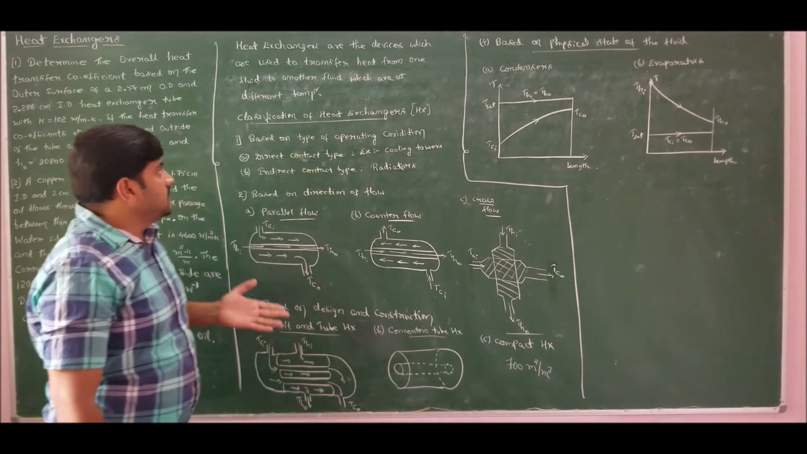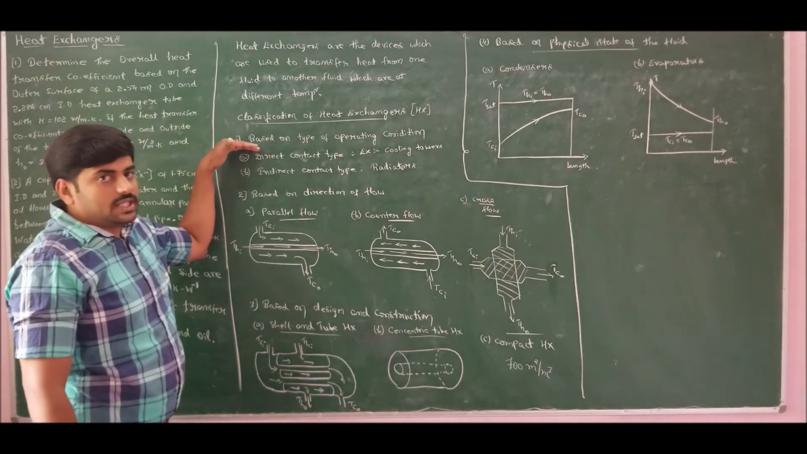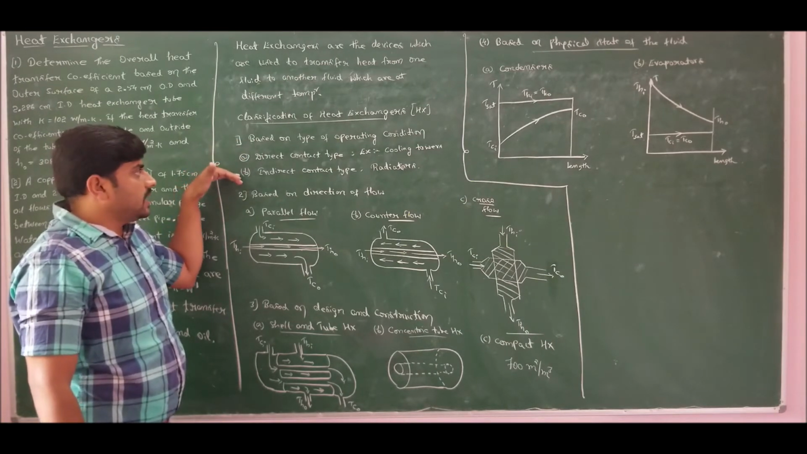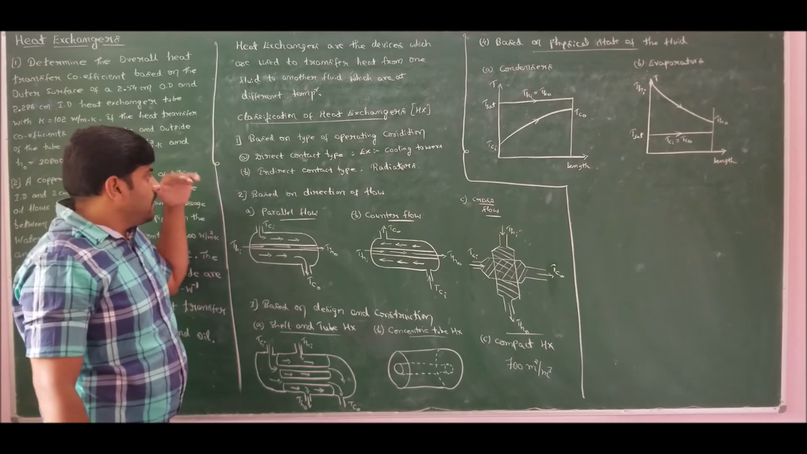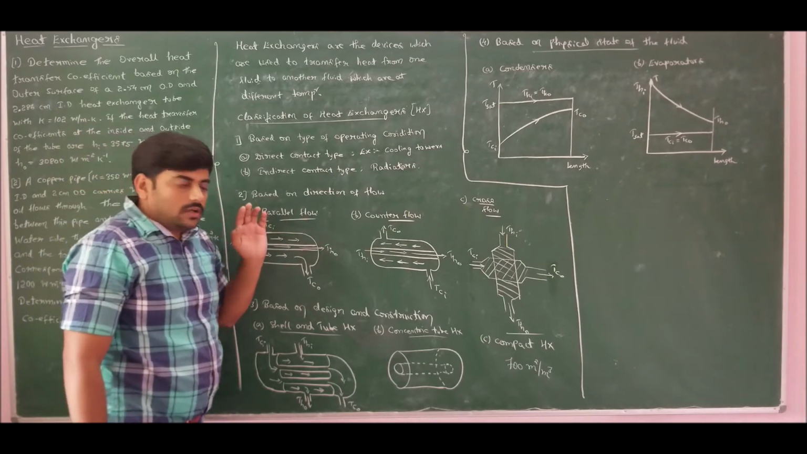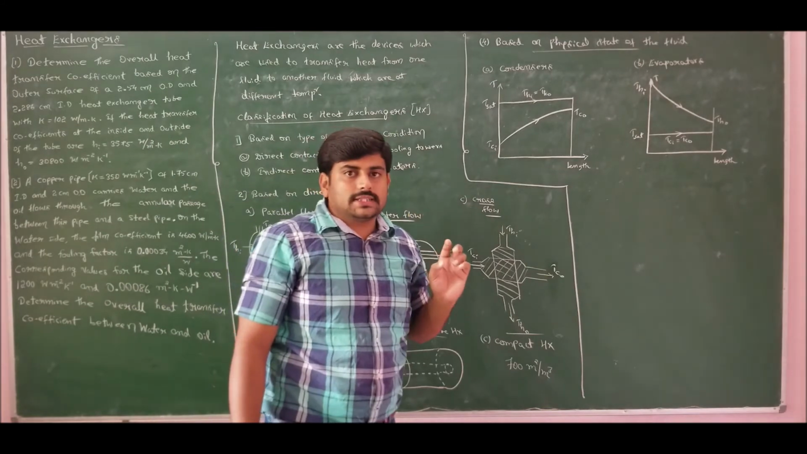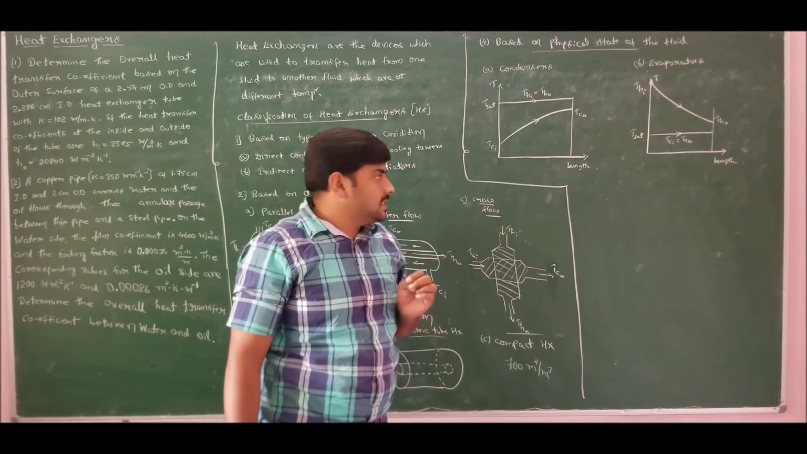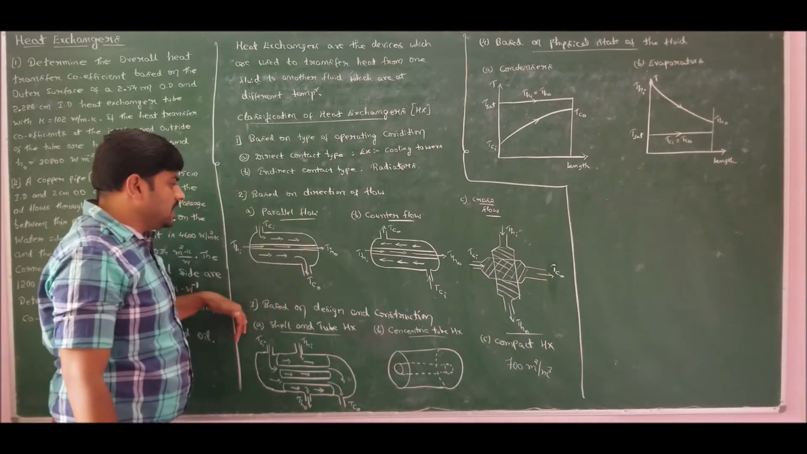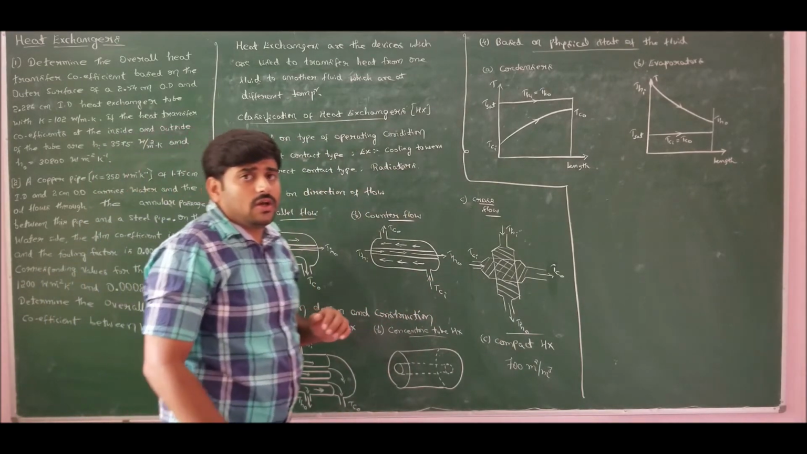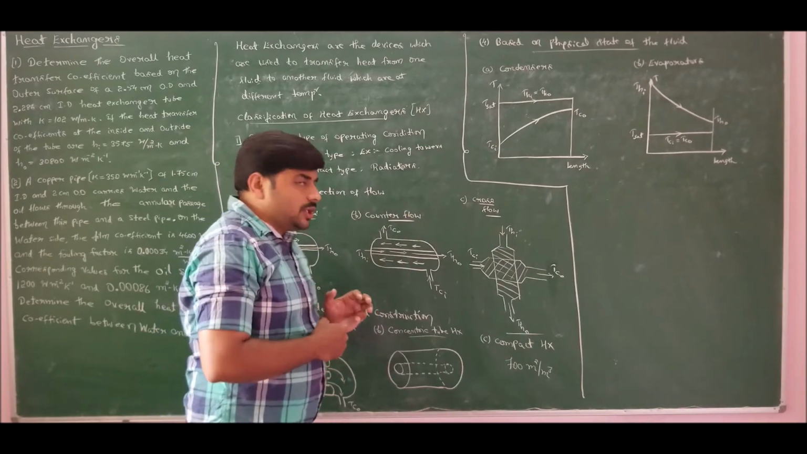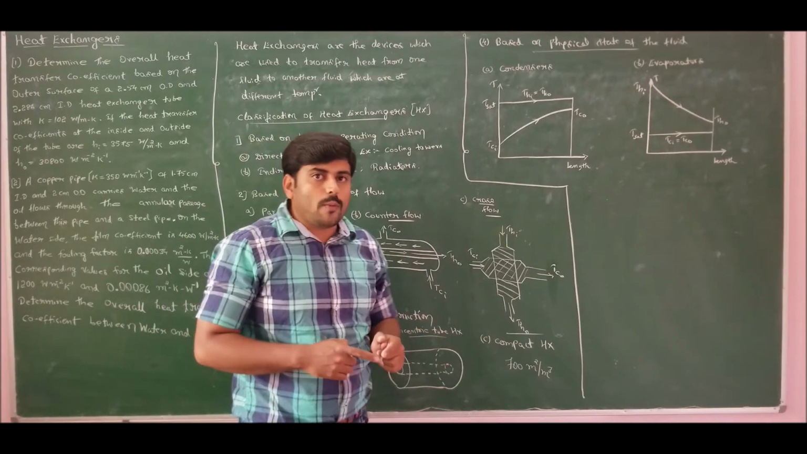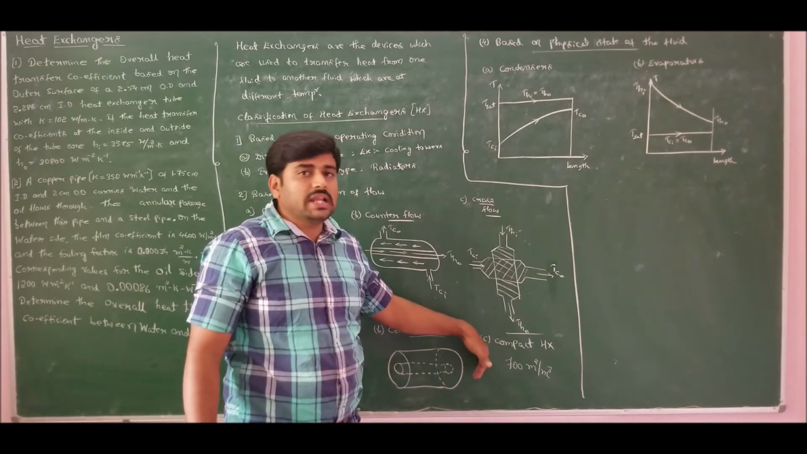Under classification of heat exchangers, we have studied based on operating condition. We have direct contact type and indirect contact type. Direct contact is cooling tower, indirect contact is automobile radiator. Based on direction of flow, we have parallel flow heat exchanger, counter flow heat exchanger, and cross flow, also called mixed flow heat exchanger. And next, based on design and construction, we have shell and tube heat exchanger, tube in tube or concentric tube heat exchanger, and next we have compact heat exchangers which are employed in mobile air conditioning.